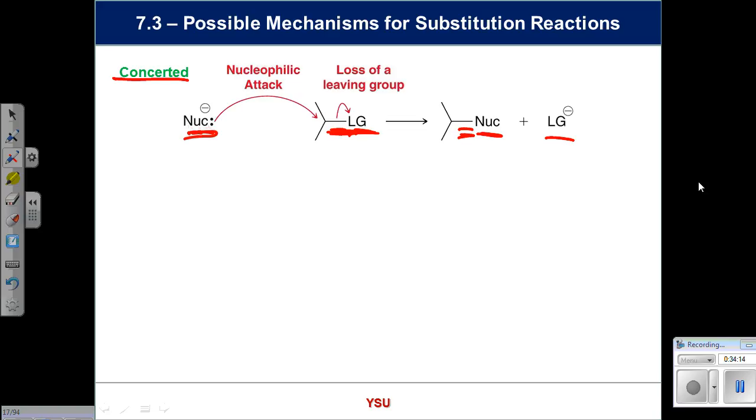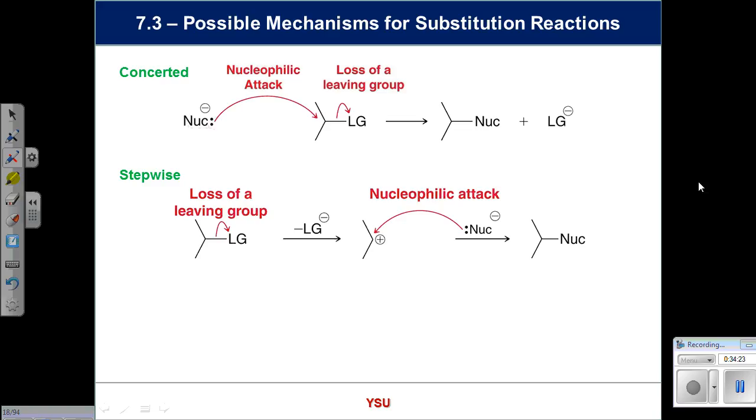And I'll say this for the first time, I think. The mechanisms will differ by the timing of events. When does what happen? In this system, everything happens at once. Well, you can imagine it happening in a different way, a different sequence.